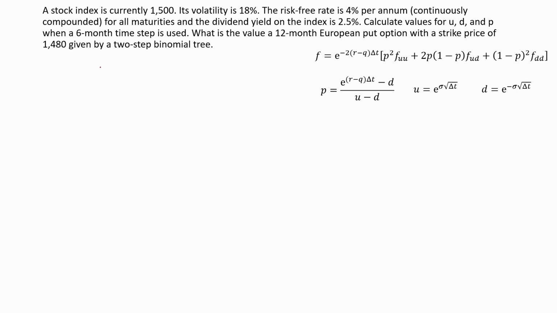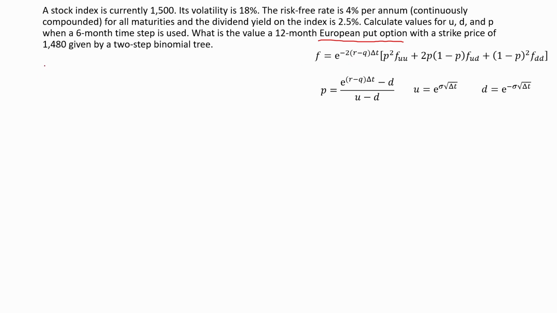What's the value of a 12-month European put option with a strike price of 1,480 given by a two-step binomial tree? So as you can see here, we have to adjust our formulas for the dividend yield. The dividend yield in our case is denoted by Q. And as you can see, it's going to be subtracting the risk-free rate, R.